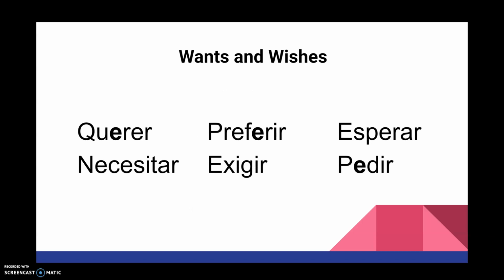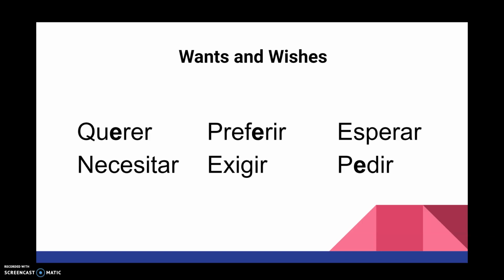So for wants and wishes, the verbs you really need to know are querer, necesitar, preferir, exigir, esperar, and pedir, okay? So if you see one of these verbs, as it says on the top of your notes, in the first clause of the sentence, and the clauses have different subjects, you need to use the subjunctive in the second clause.